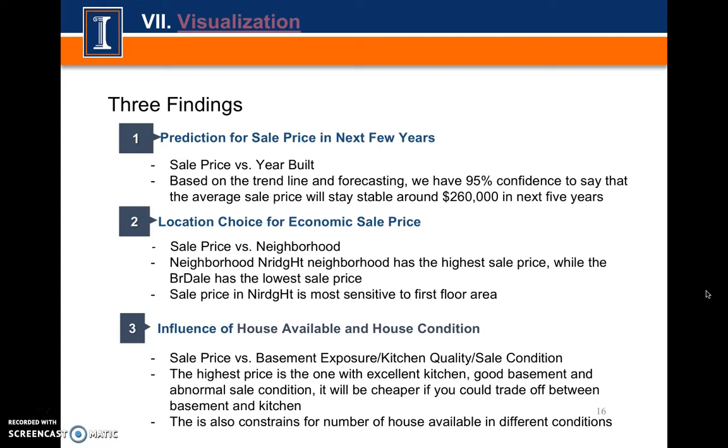The last one is that we also need to consider the house availability and the house condition. You could trade off between the basement and kitchen condition to have a cheaper sale price. There are also some constraints for the number of houses available in different conditions.